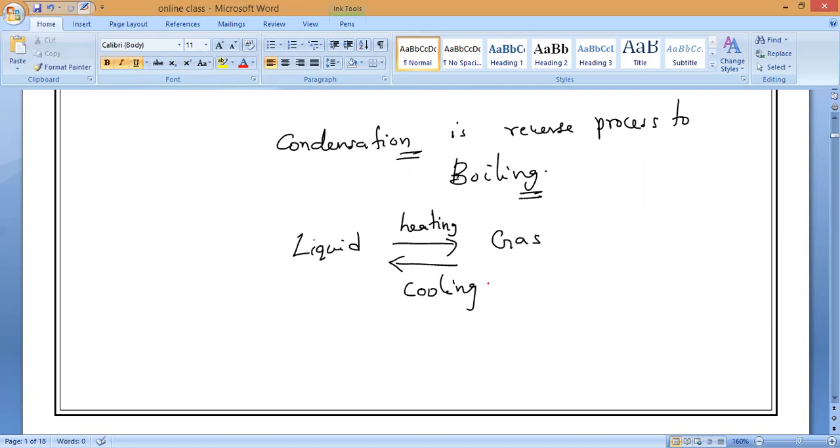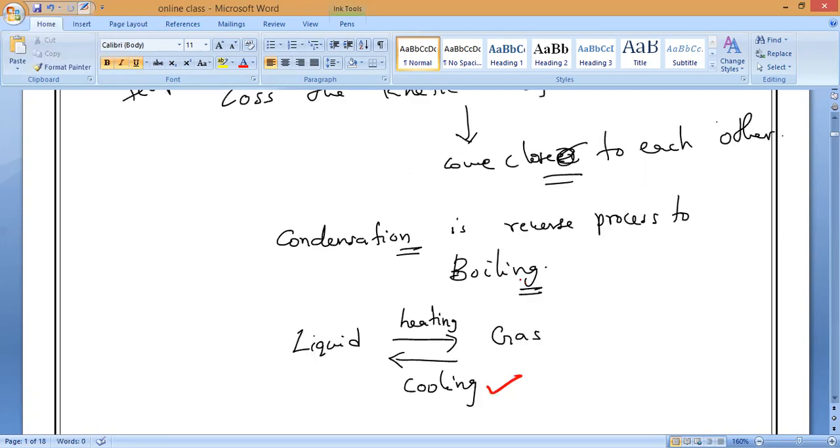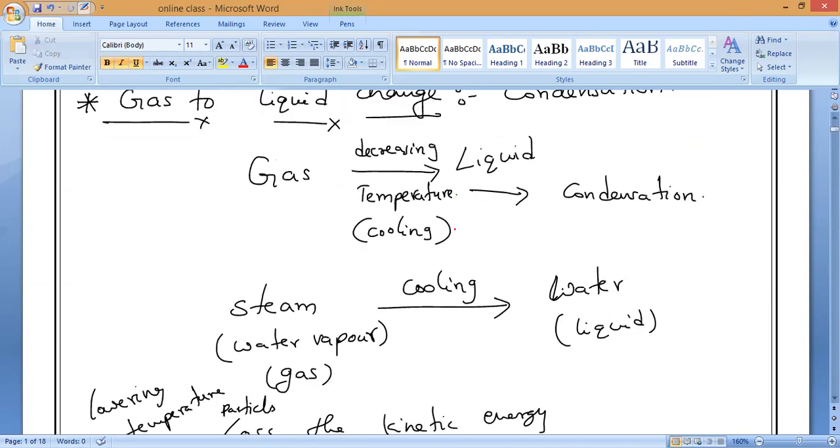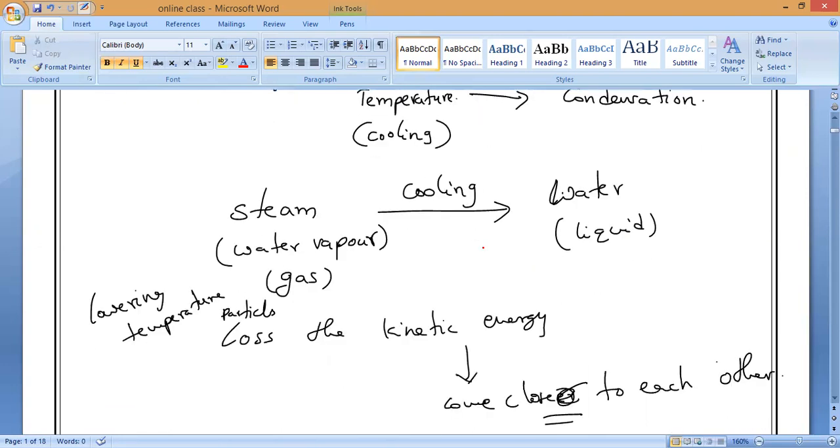Yes, sir. Now let us discuss how we can study this experiment. Shall we discuss, guys? It is very simple. Even a real-life example we can notice: steam or water vapor is coming back into water. Is it okay? Shall we discuss now?